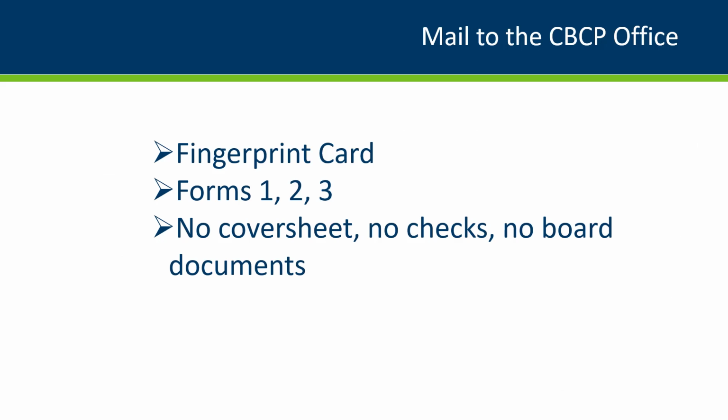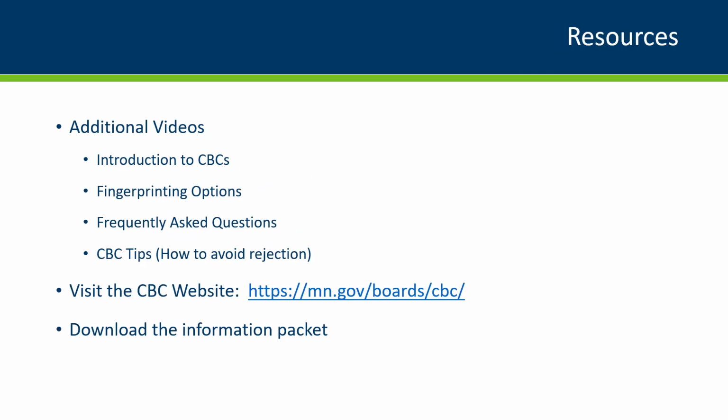Next, mail your fingerprint card along with Forms 1, 2, and 3 to the CBCP office. You don't have to include any kind of a cover sheet, no check is required, and you should not include any board documents. For more information, you might want to check out some of our other videos, including the introduction to CBCs, fingerprinting options, and frequently asked questions. Visit our website for more information or to download the fingerprint information packet.